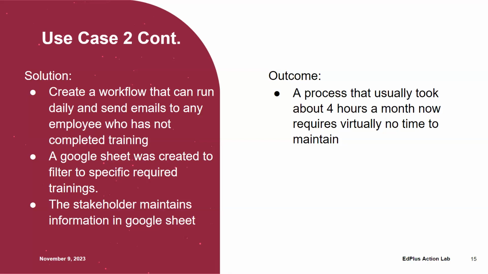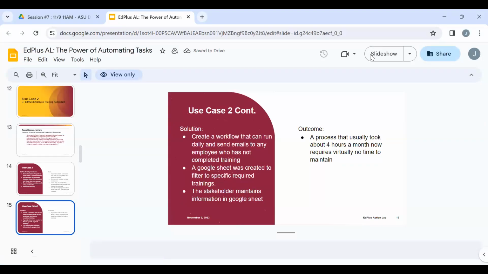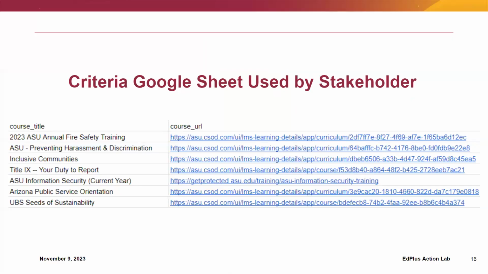But now the only thing that she needs to maintain is this right here. Oh, I guess if you use the pointer, it takes you out of slideshow. So the stakeholder maintains information in the Google Sheet. We'll go to that right now. Here it is. This is what it looks like. These are 7 required trainings. So if any of these change or update, all she has to do is come in here, change the course title, and the link to the URL. That's it.